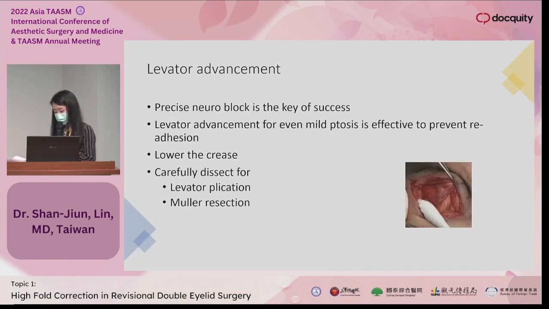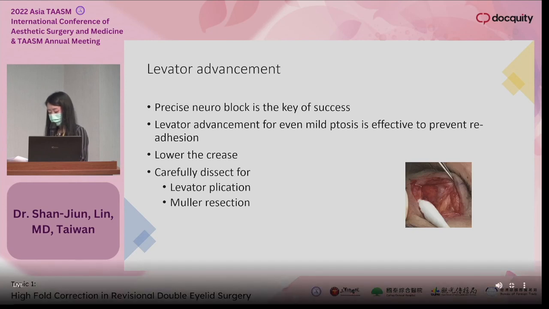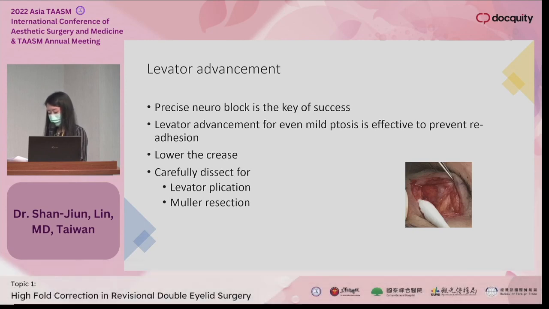How to accurately evaluate the levator muscle function during surgery? The most important thing is not to be affected by the anesthetic and swelling effect. A precise nerve block is the key to success, which can reduce the amount of local anesthesia near the lid margin and prevent direct anesthetic effect on the levator muscle, which leads to a fake ptosis during surgery, or direct anesthetic effect on OM, which will make the eye open wider and cause temporary lagophthalmos during operation.